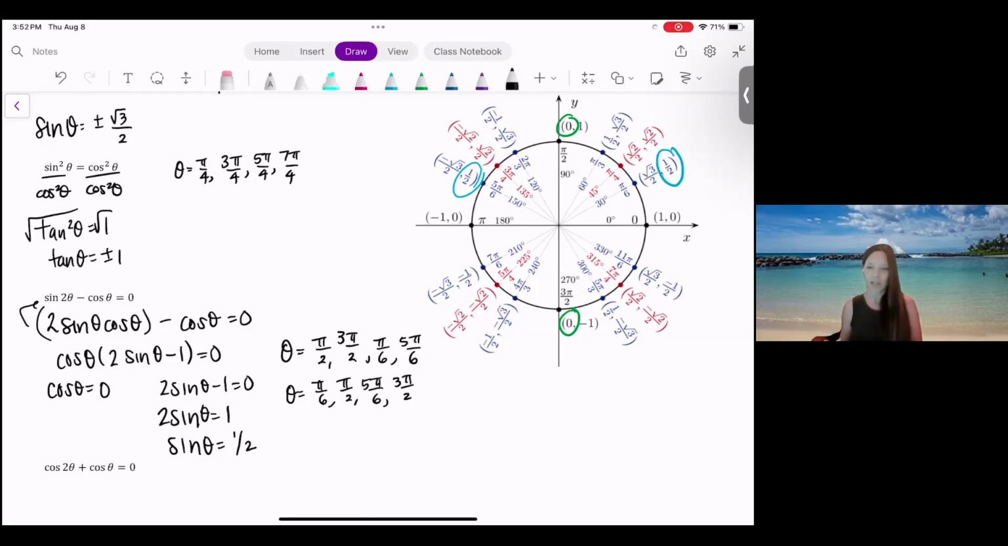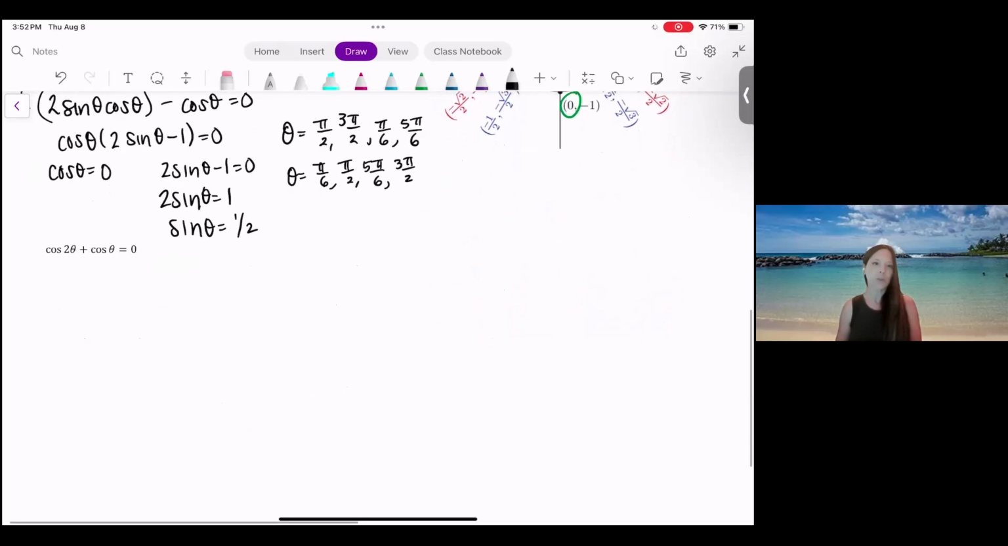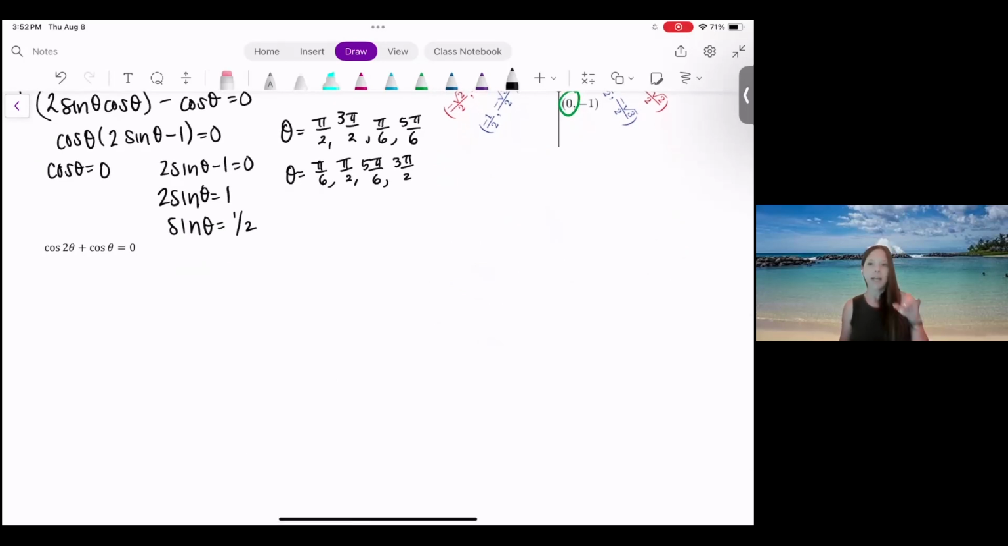Let's move on to our last problem of cosine 2 theta plus cosine theta. I cannot factor out a cosine theta here because I don't have cosine squared theta. I have cosine 2 theta. So what I need to do is use the double angle formula for cosine of 2 theta and rewrite that as cosine squared theta minus sine squared theta.